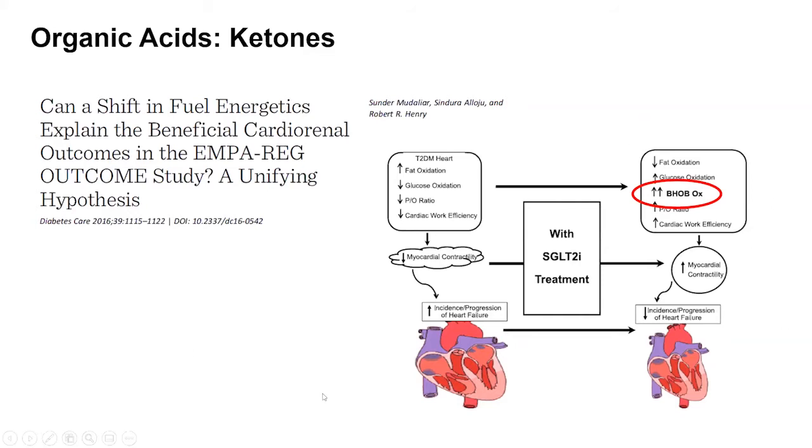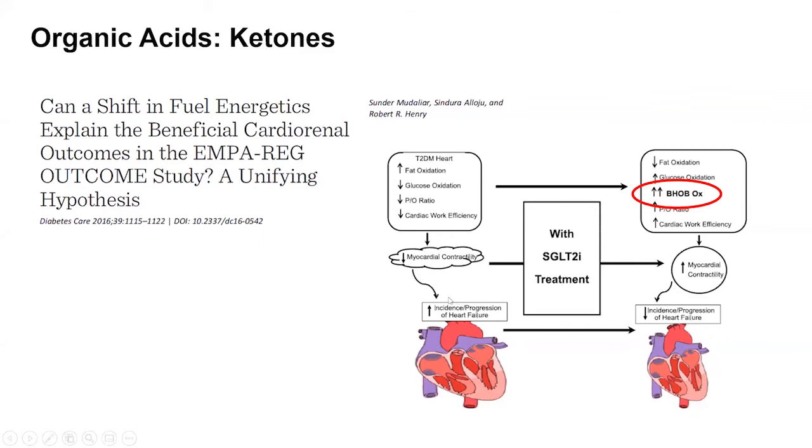And this is a paper that was done in 2016. Basically, it's a paper in Diabetes Care where the author just hypothesized that ketones are good for you. And here is sort of a diagram. He shows that when you give SGLT2 inhibitors, it changes fuel metabolism in the heart, and it makes the heart use a lot more ketones for heart work, and that this is beneficial for the heart.